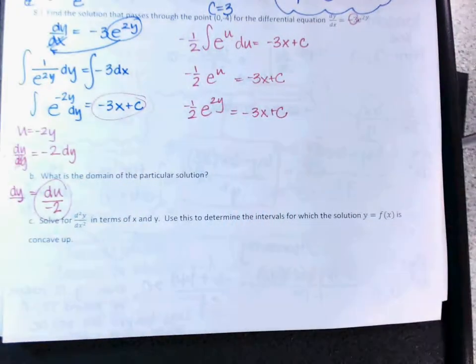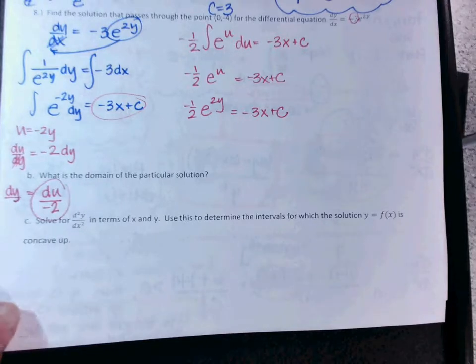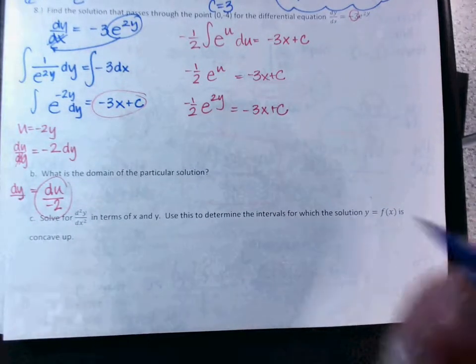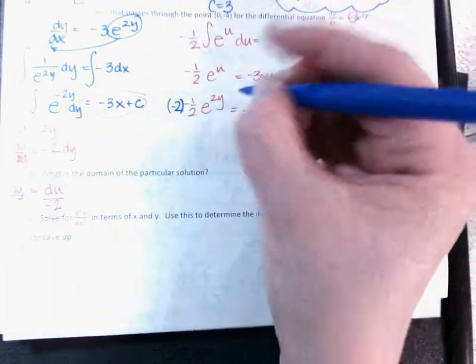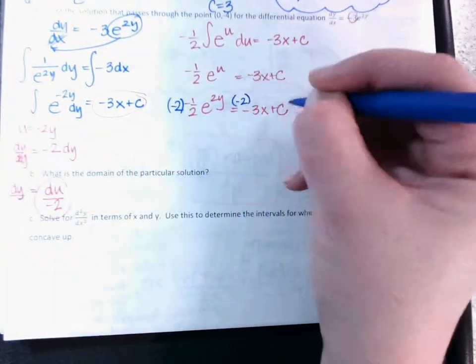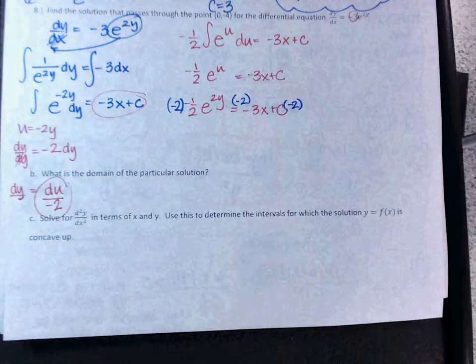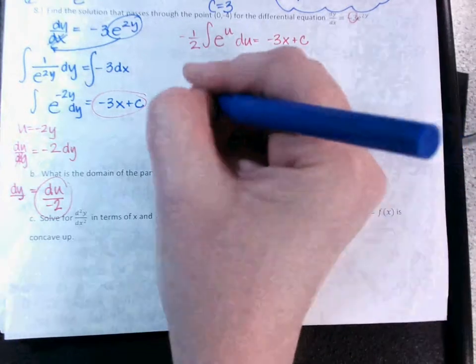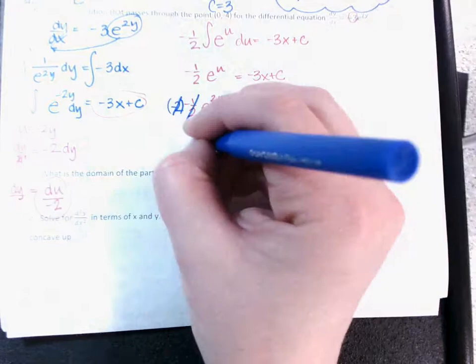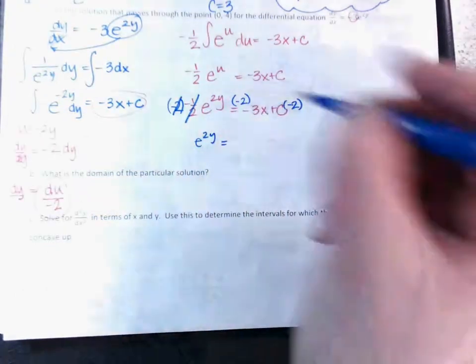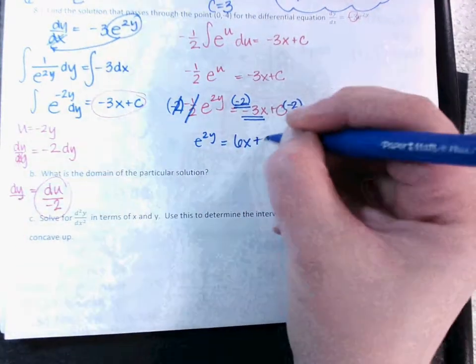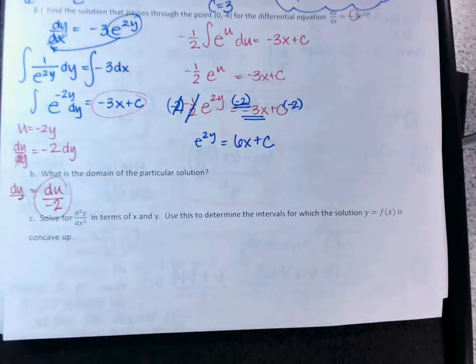Okay, now remember, we want to practice getting the y by itself. So what is my next step for me to solve this? To get rid of the negative half, I'm going to times by -2. Now, technically, are you multiplying the c by -2? Yes. But since we don't know what it is, we're just going to keep calling it c. So these guys cross out. I have e to the 2y equals -2 times -3 is now a positive 6x. And then c, we still don't know what it is. So we're just going to keep calling it c.